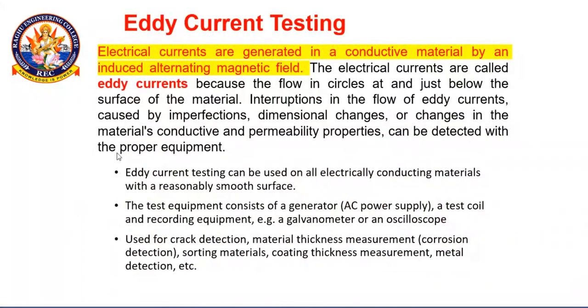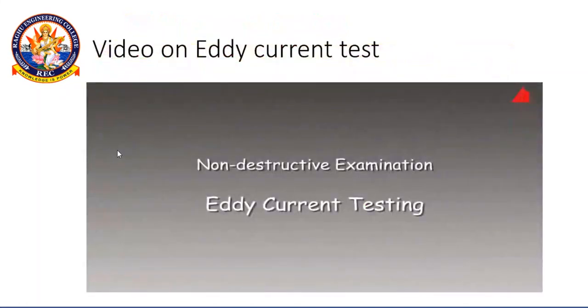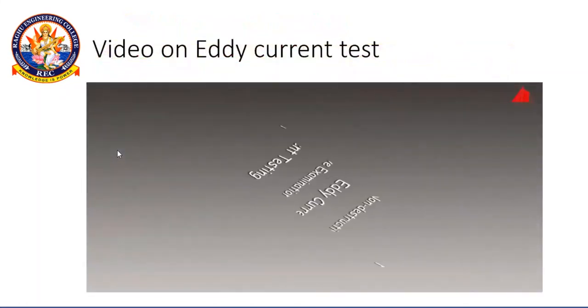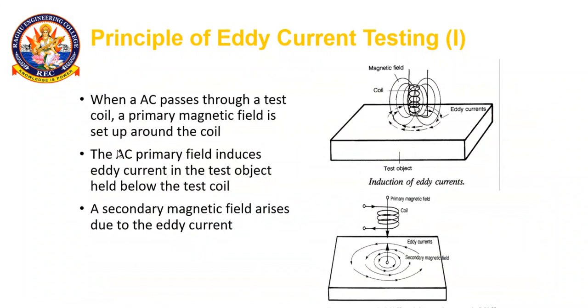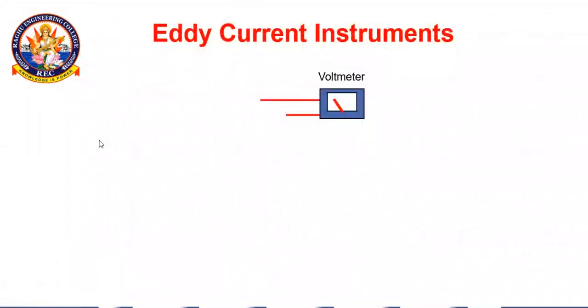And next one is the eddy current testing. Electrical currents are generated in the conductor material by an induced alternating magnetic field. Eddy current is nothing but a secondary current. When you place a conductor in a conducting electromagnetic field, a secondary magnetic field will be induced. Through this principle, we are going to test with eddy current testing.